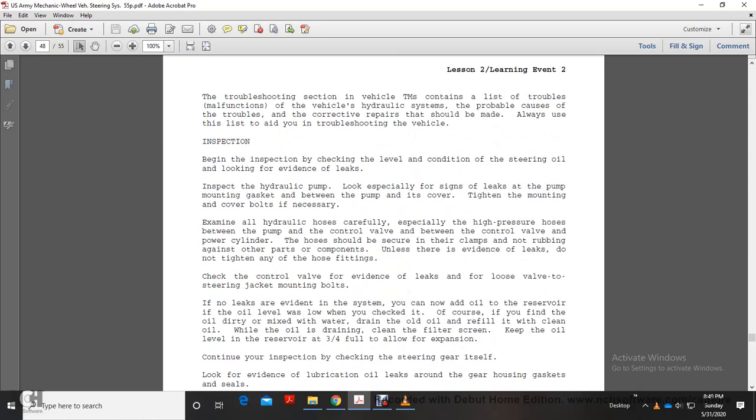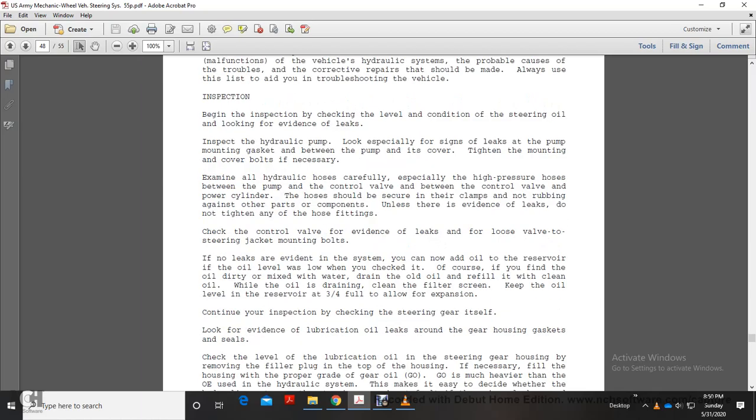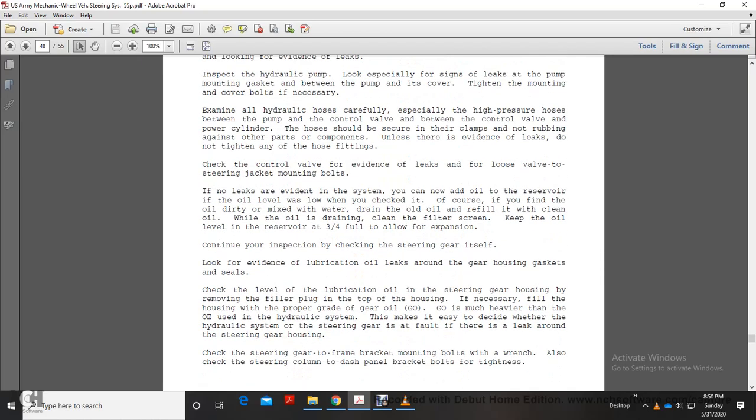Inspection. Begin with the inspection, checking the level and condition of the steering oil and looking over the system for evidence of leaks. Inspect the hydraulic pump, looking especially for signs of leaks at the pump mounting gasket between the pump and the cover; tighten the mounting bolts if necessary. Examine all hydraulic hoses carefully, especially the high pressure hoses between the pump and the control valve, and between the control valve and the power cylinder. The hoses should be secure in the clamps and not rubbing against other components, but unless there is evidence of leaks, do not tighten any of the hose fittings. Check the control valve for evidence of leaks, loose valve or steering jacket mounting bolts.